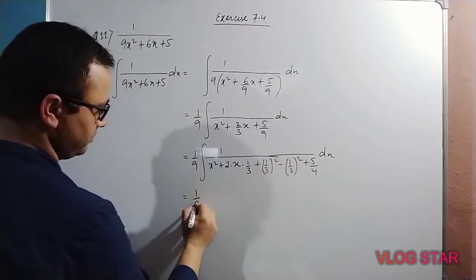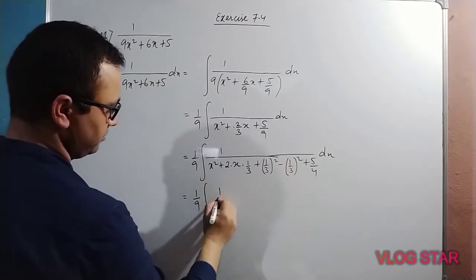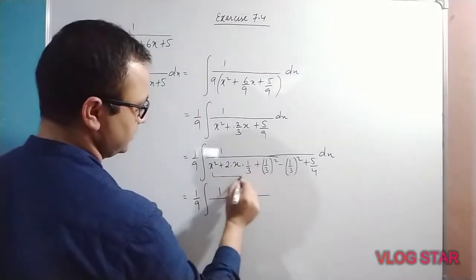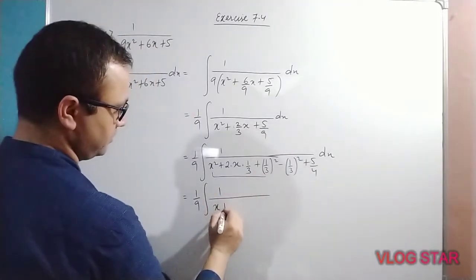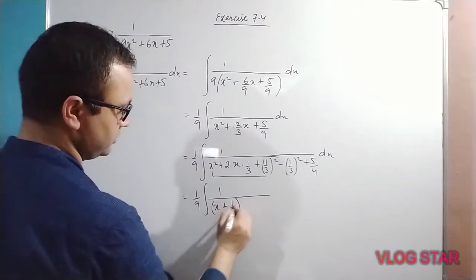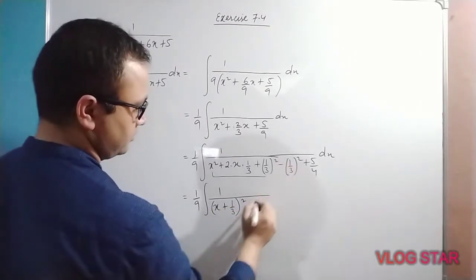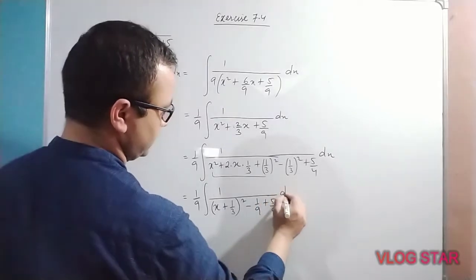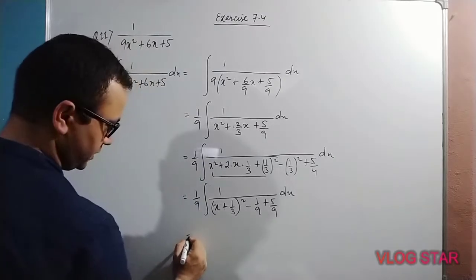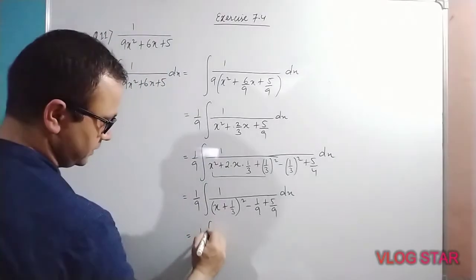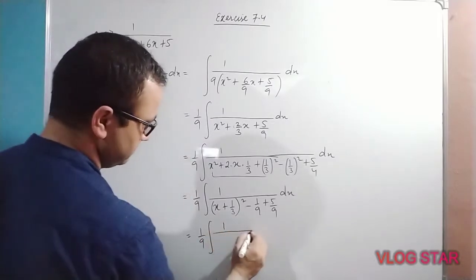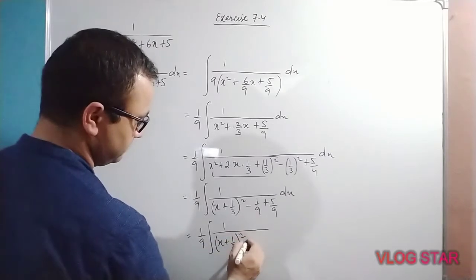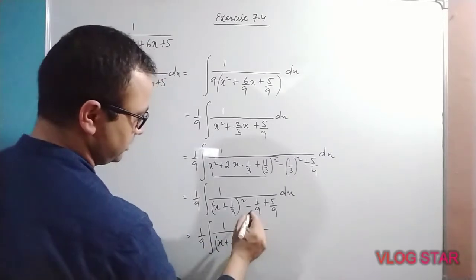So this equals 1 by 9 integration of 1 by a square plus 2ab plus b square, up to this, it is a plus b whole square, x plus 1 by 3 whole square, minus 1 by 9 plus 5 by 9 dx. This equals 1 by 9 integration 1 by x plus 1 by 3 whole square, minus, not minus, plus it is.